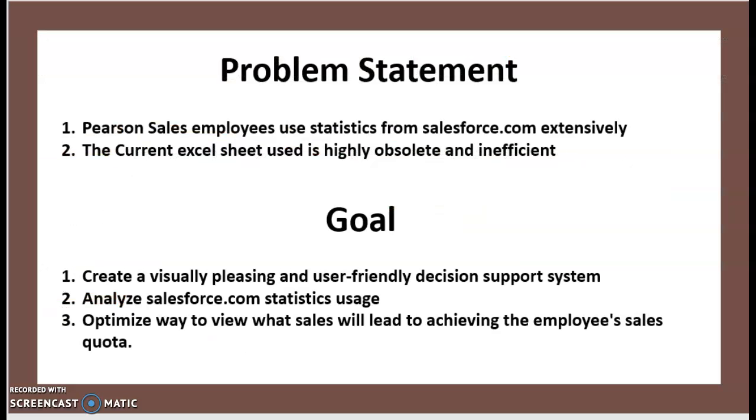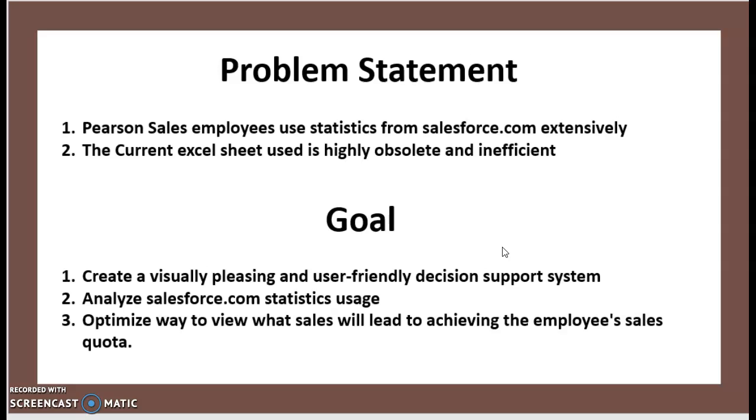So what does all this mean in terms of a problem statement and a goal we have for this project? Well, the problem is that the Pearson sales employees have this currently obsolete and inefficient Excel sheet that they use to make a lot of their calculations, and this data they get from the Salesforce that is used extensively. So our goal is to create a visually pleasing and user-friendly decision support system within Excel VBA. This will analyze a lot of that Salesforce statistics that we just observed.